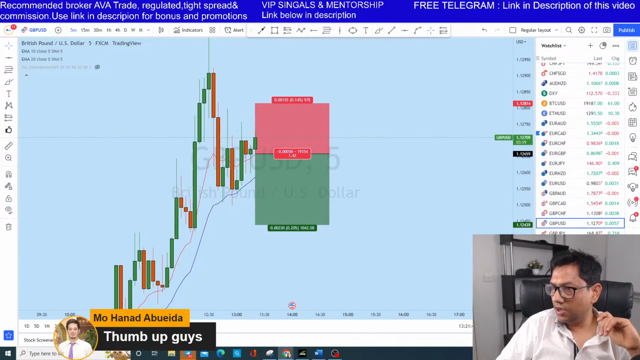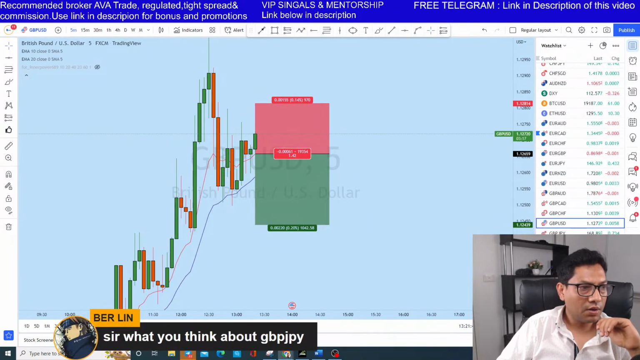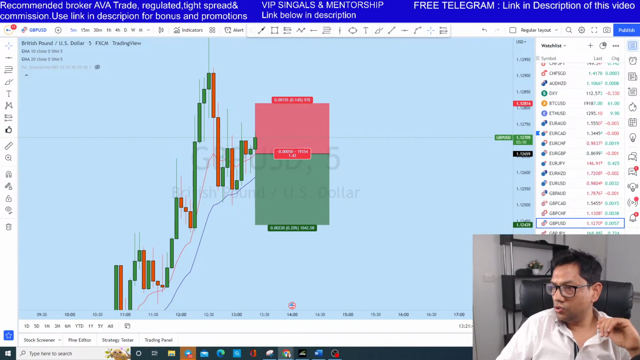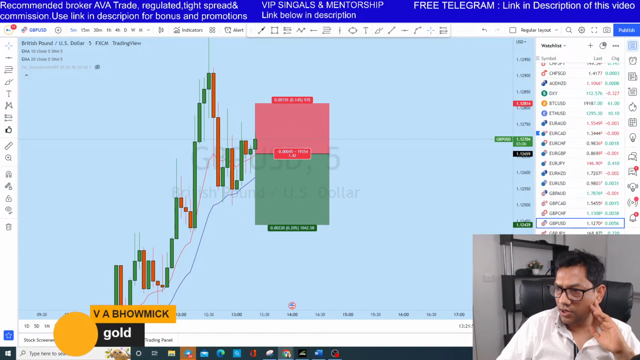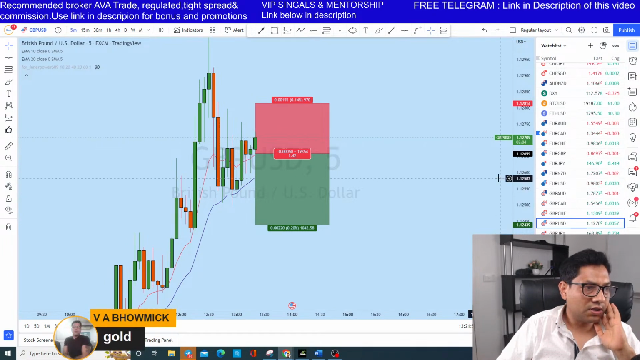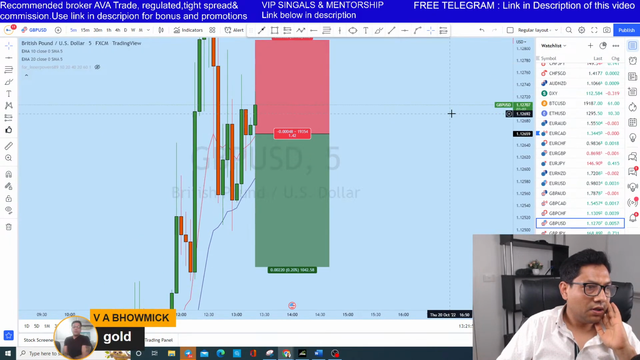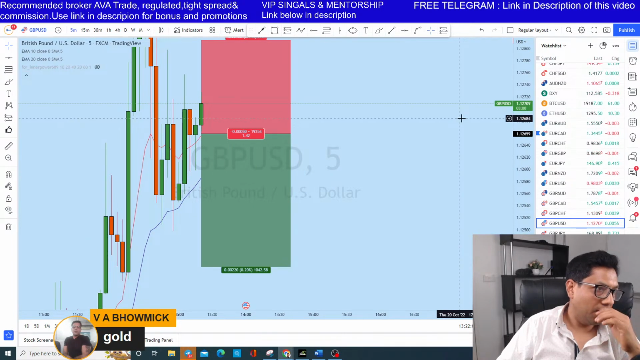What's your thinking about GBP? Look at it. If GBP is stronger because of the news, what's the impact on EURUSD? Look at all of them, they are normally correlated. Sometimes euro gets stronger, sometimes GBP gets stronger. It depends on what kind of situation.